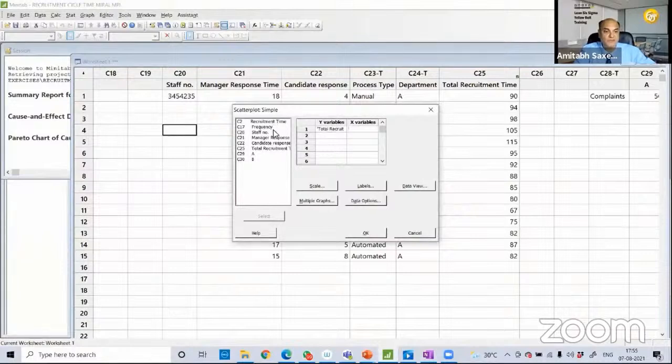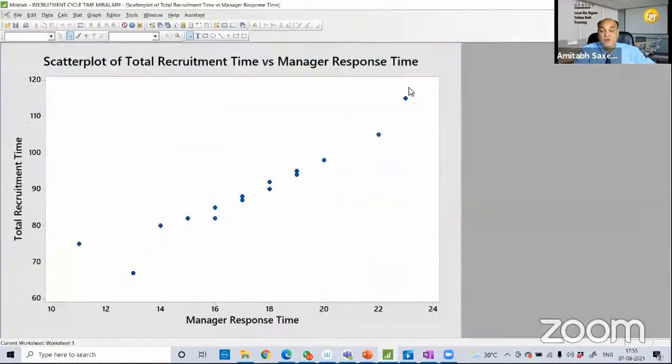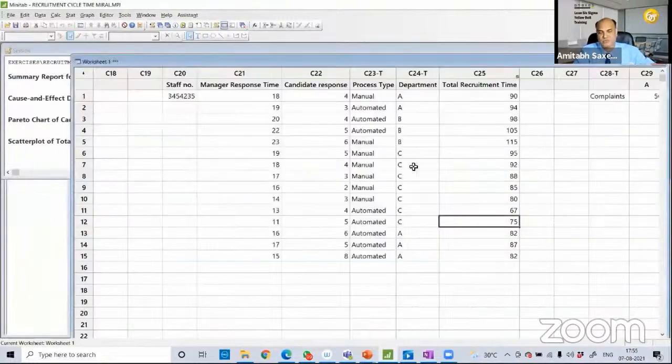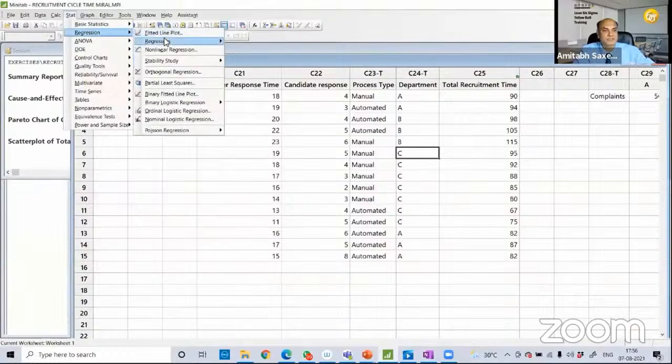I'll put in both values. Manager response time. Oh, it appears to be impacting. There's a relation, a positive correlation. And I can even calculate the regression equation. No time to tell you about regression equations in detail, but it can predict. I can predict, if the manager responds in 18 days, how much will be the recruitment time? It's a straight line equation. Very easily I can predict. Just 2 clicks, I can get my regression equation.